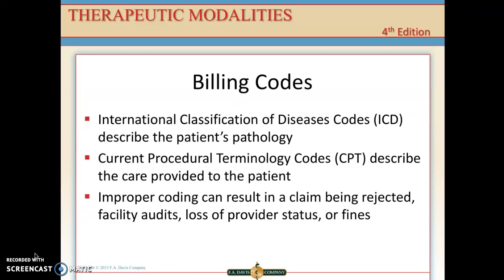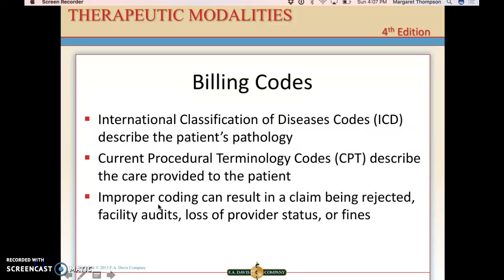Improper coding can result in the claim being rejected, the facility being audited for safety and other aspects, the loss of provider status with a particular insurance company, and also fines. So billing is a really big problem because it's many, many times done inaccurately, and you have to do it accurately in order to get reimbursed and in order to keep yourself out of trouble.